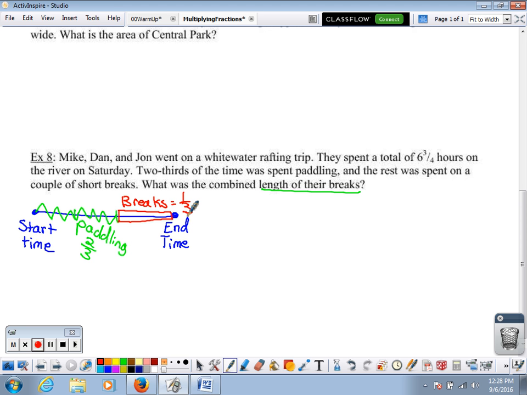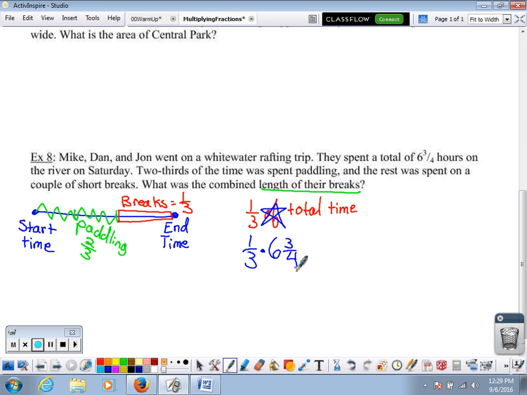Okay, so Mike, Dan, and John, they went on a whitewater rafting trip. They spent a total of 6 3/4 hours on the river on Saturday. 2/3 of the time they spent paddling, and the rest was on short breaks. What was the combined length of their breaks? So what I want to know is 1/3 of the total time. Now, guys, we'll make a big deal of this later on this year. But this word "of": anytime you see the word of paired with a fraction, a decimal, or a percent, it means multiply. And we'll make a big deal about this later on, but for right now, trust me, that 1/3 of the total time means we need to multiply. Okay, now, I'll take this 1/3 and we'll multiply it by the total time.